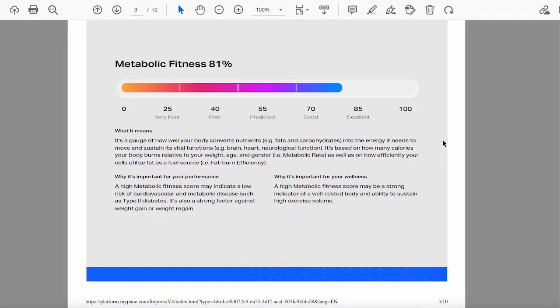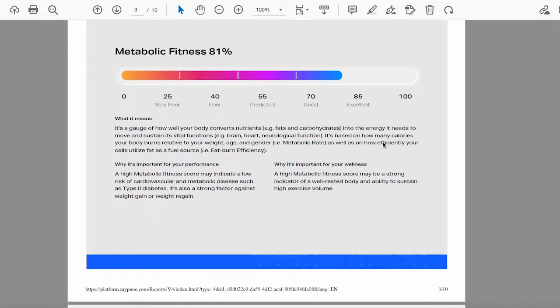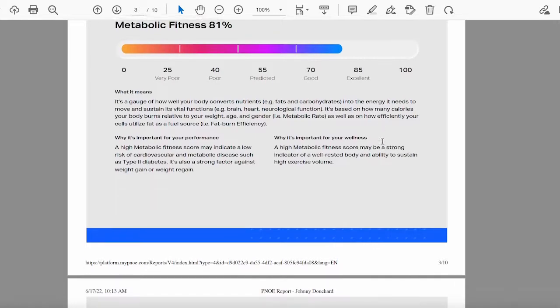The second thing that we get graded on is your metabolic fitness, or my metabolic fitness. And this is a score of how well I convert macronutrients for energy during exercise. What you should look at is, are you well rested enough to tolerate high volumes of exercise? I'm pretty good on here. I could probably sleep a little bit more and get a better number, but this is a good measure for me. If this was low, then I would start taking a look at, am I sleeping enough? Am I using the right things?